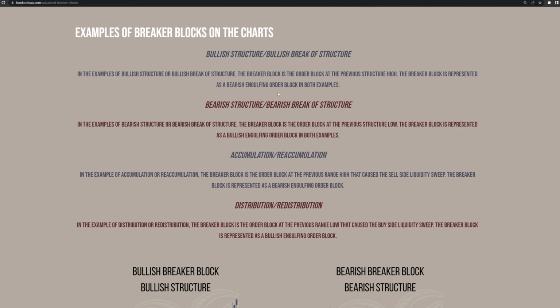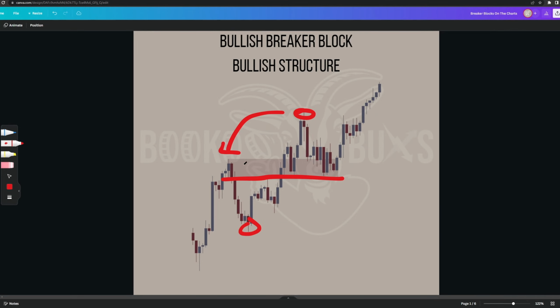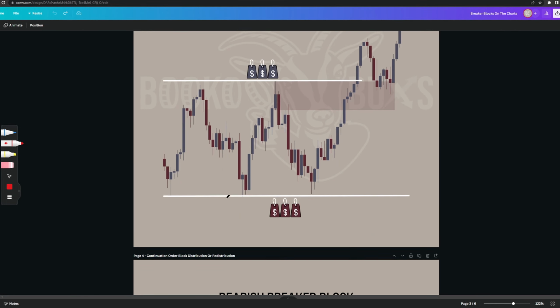Examples of breaker blocks on the charts. Bullish structure, bullish breaker structure. So this is bullish structure. This is a low to high. Previous high is here. There is an order block here. So this is the breaker block. Bullish breaker structure.